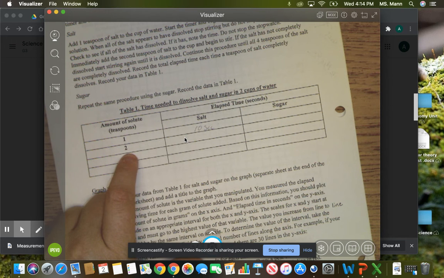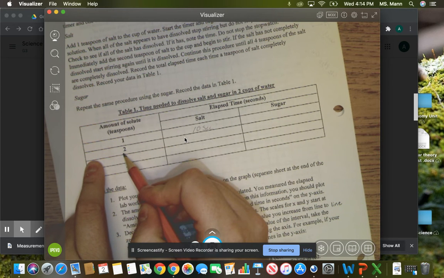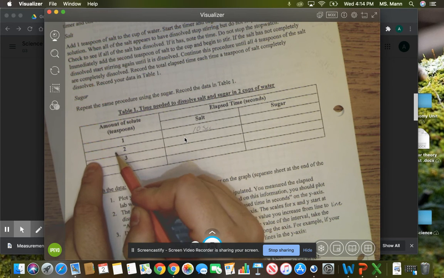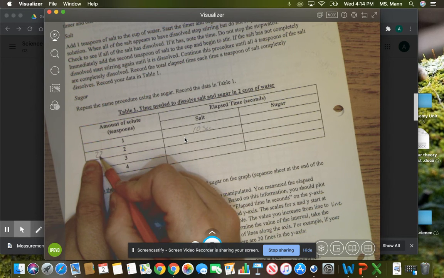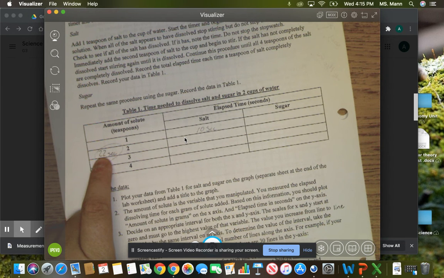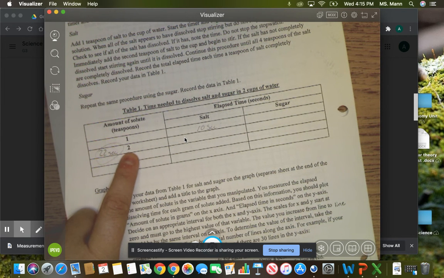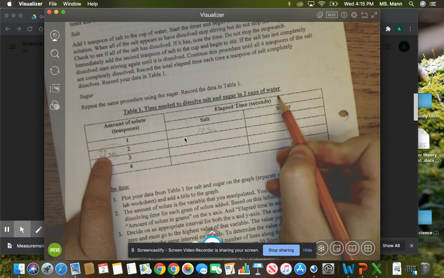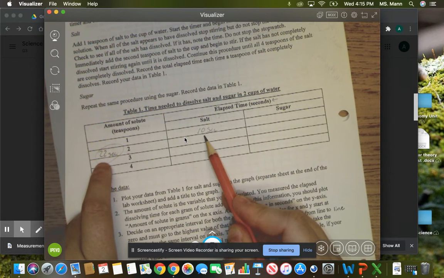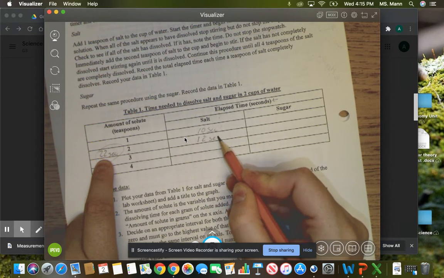And then say you put in your second teaspoon. Now, at that time, the timer might read something along the lines of 22 seconds. You're going to want to write this here to keep track. 22 seconds is when the second teaspoon of salt is fully dissolved. However, elapsed time means how much time has passed from 10 seconds to 22 seconds. So the elapsed time would be 12 seconds.